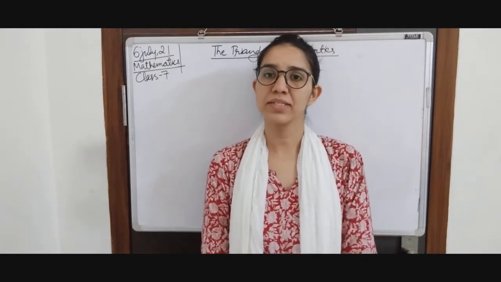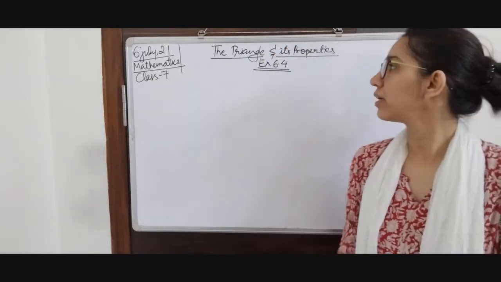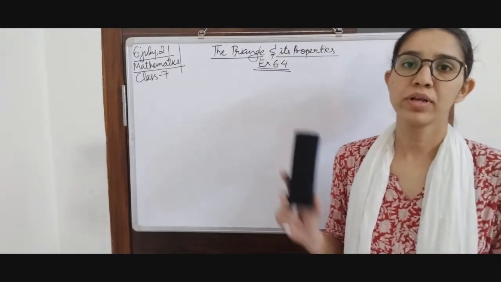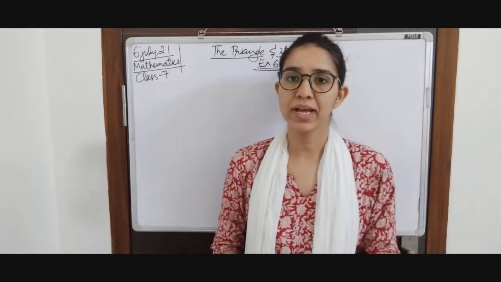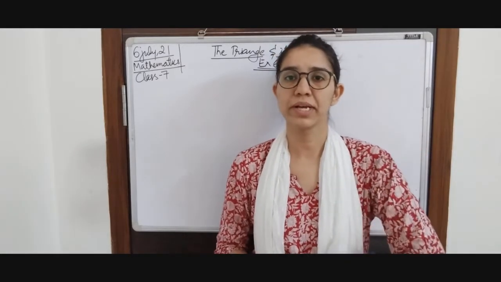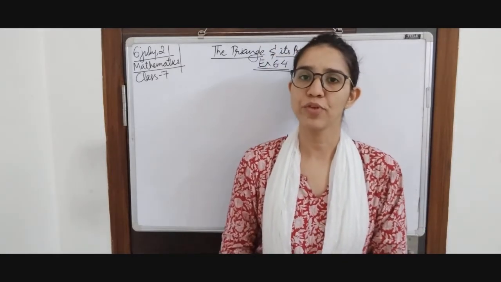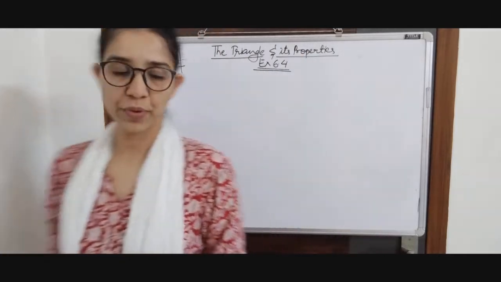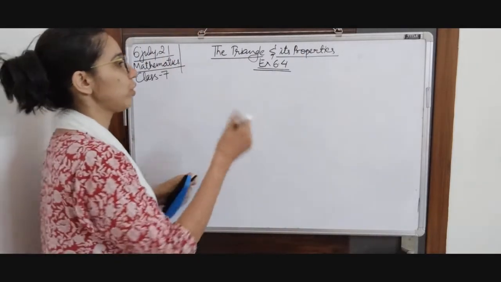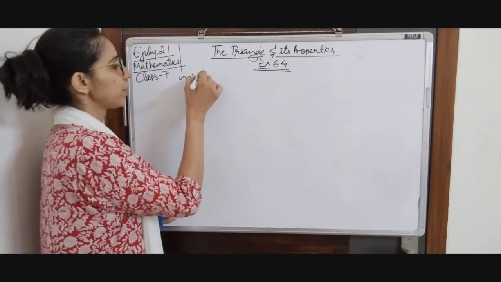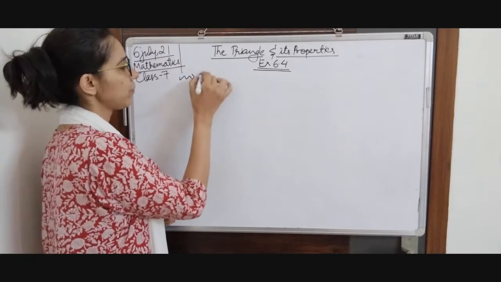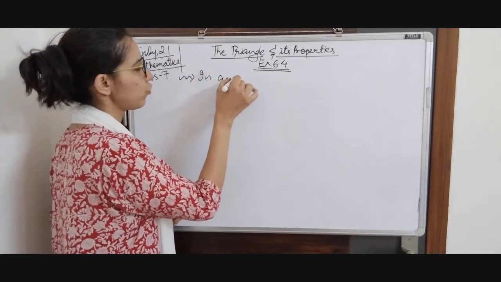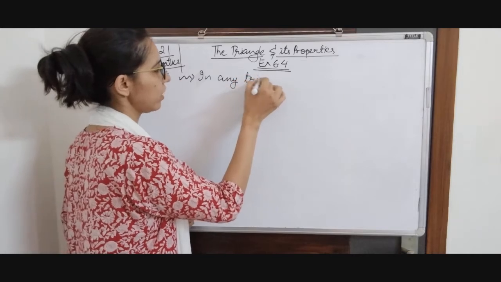In previous class, as we know, we were doing exercise 6.4 and we were using the property that sum of two sides is always greater than the third side of every triangle. So the property that we are going to use today also. It was in any triangle. It is true for every kind of triangle, okay?